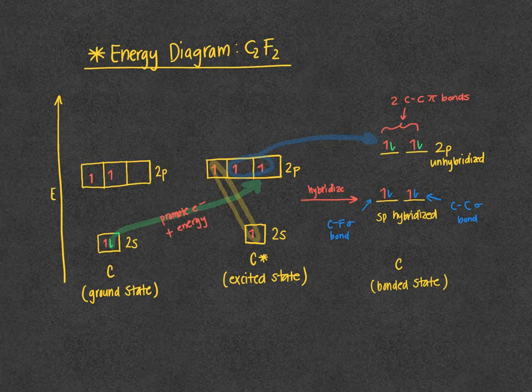In order to create the sp hybridized orbital, you would only use these 2 electrons, because you only need these 2. So these 2 will move on to be represented right here. The 2p unhybridized orbitals right here will move over and be represented over here. The 2p unhybridized orbitals represent the 2 carbon-carbon pi bonds. The sp hybridized orbitals represent the C-F sigma bond and the central carbon-carbon sigma bond.